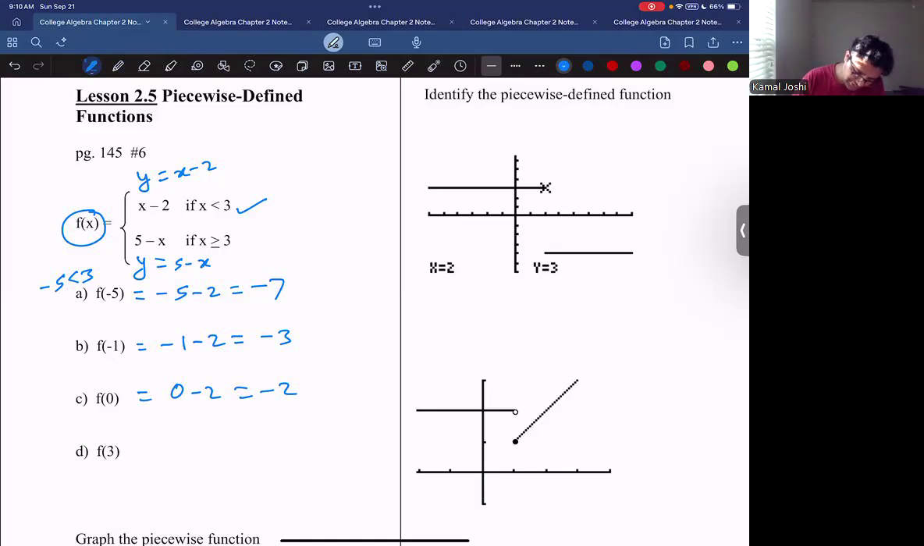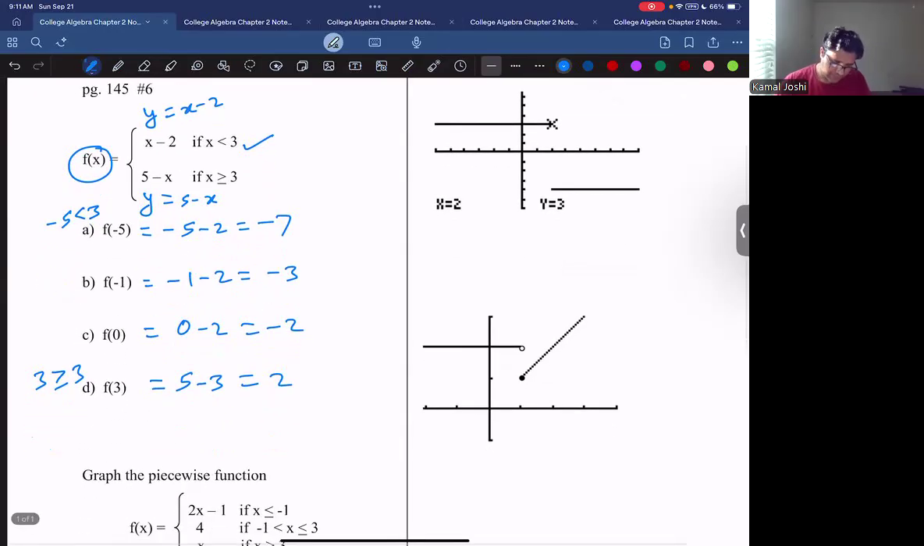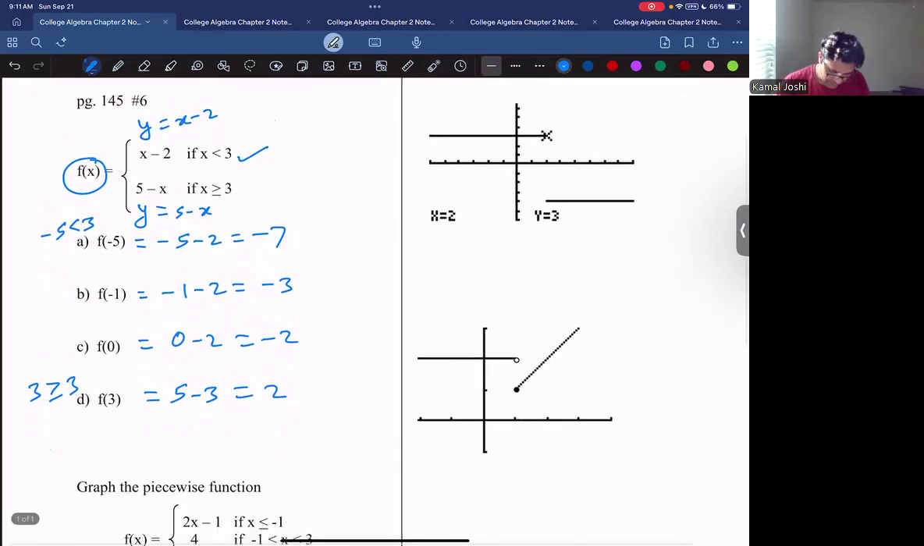Whereas if you go to f of 3, now 3 is equal to 3. So in general, you can write 3 is equal or greater than 3. That is true, because it is equal to 3, so when we say equal or greater, it is still true. Therefore, what's going to happen here is the second rule. So that is how the function would be.